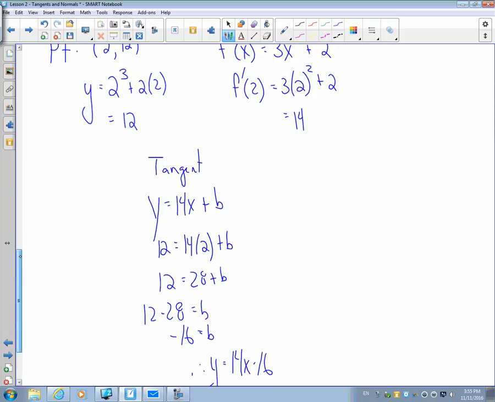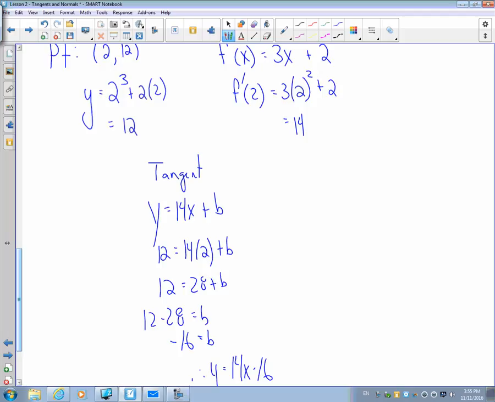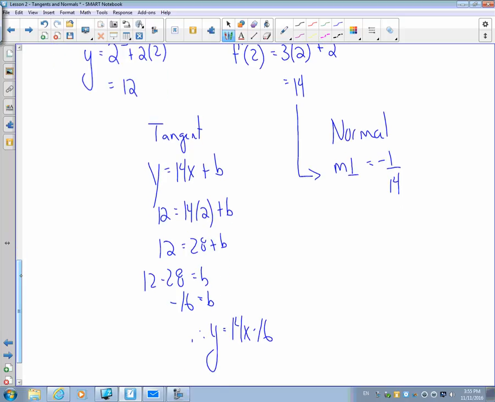I'm going to do the same thing for the normal, except my slope has to be the opposite. So I need the perpendicular slope. Flip it over and change your sign. So this is going to be a messy one. We're doing fractions for this one. That's okay, not a big deal. We can use our fraction button.